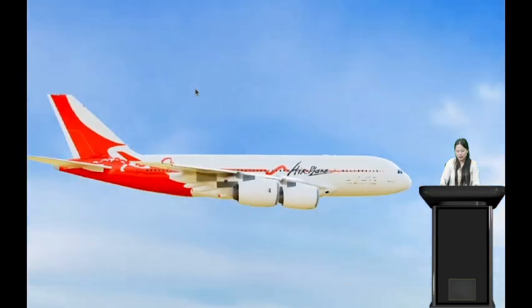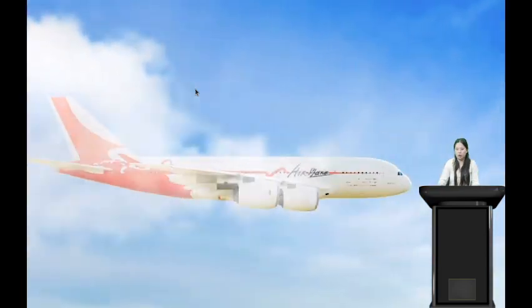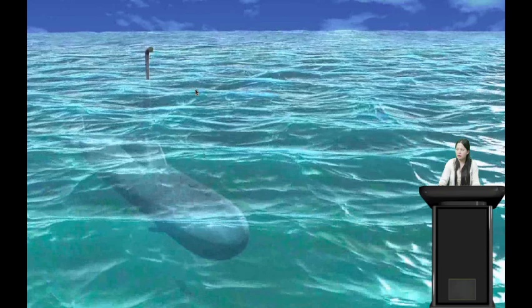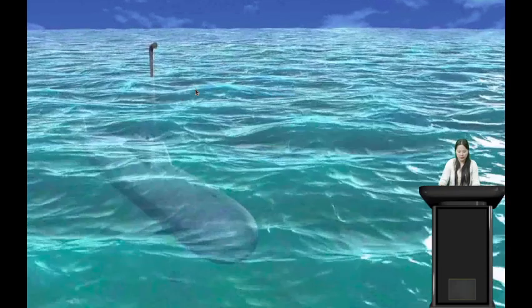Now let us see. Observe carefully the shape of the objects. So here we see an airplane flying in the air. So observe its shape carefully. And here we see a submarine. Yes, we see a submarine underwater. Observe its shape. We have a submarine here.